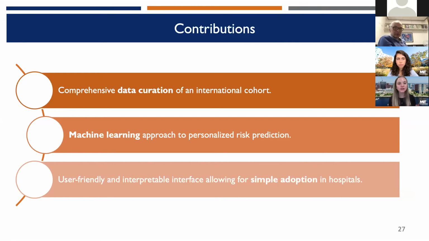A natural next question would be, now that we understand who is at higher risk, what can we do about that? In particular, are there ways that we can prescribe treatment in a better way to improve outcomes? And that's where Agni will take it from here.